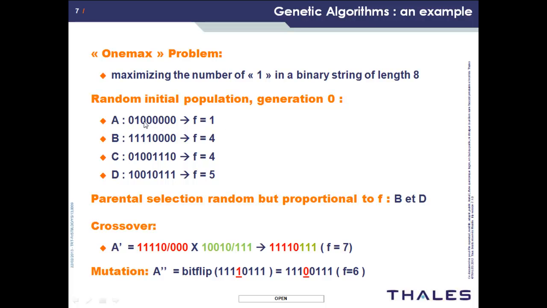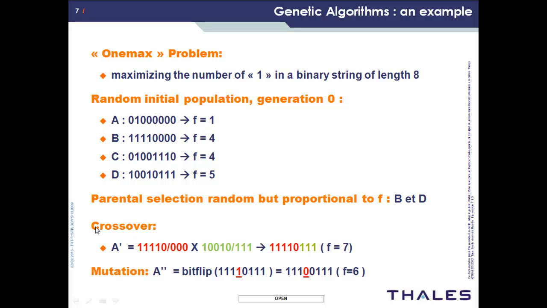The first individual has just one 1, so it has a pretty low fitness value. The second individual has 4 1s, so does the third individual, and the last one has 5 1s. The next step is the parental selection, which is random but proportional to the fitness values, which means the higher the fitness, the more likely it is for the individual to get picked. In this example, B and D, this individual and this individual, get picked for reproduction.